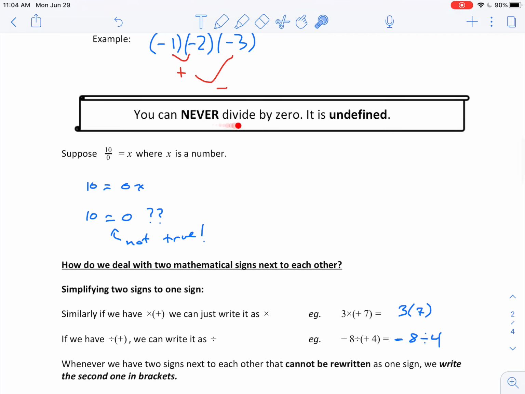So we can never divide by 0. It is undefined. Here is an example of why that is. Let's say we have 10 divided by 0 is equal to some unknown number x. If we try to isolate for 10, we need to balance this out. 0 times x, anything times 0 is going to be 0. So by that logic, 10 equals 0? No, that's not true. So we cannot divide anything by 0 because it is undefined.